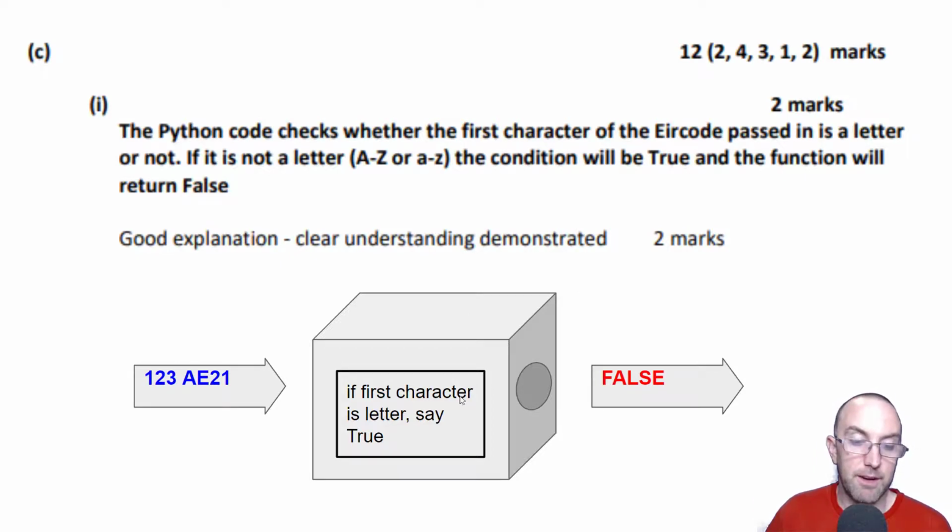I've summarized with a little diagram here to say there's a box. You put in your error code. If the first character is a letter, say true. If not, say false. That's kind of what it does there.